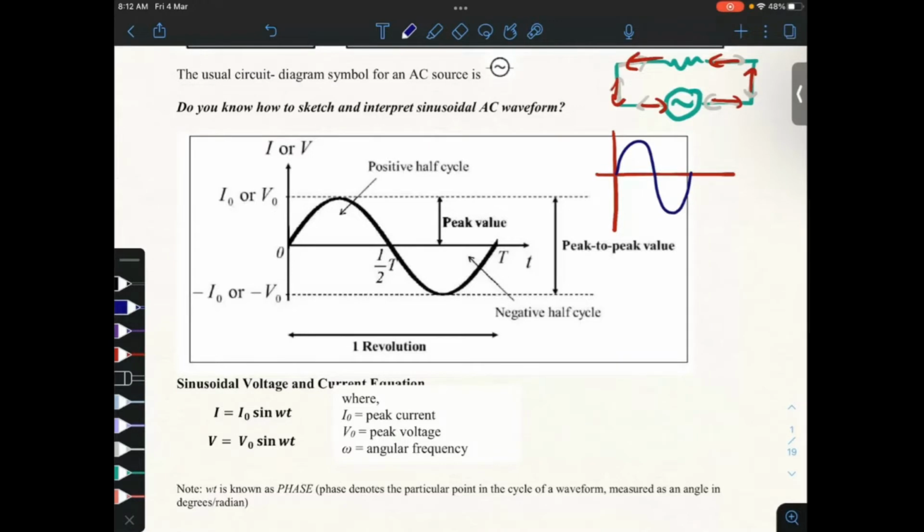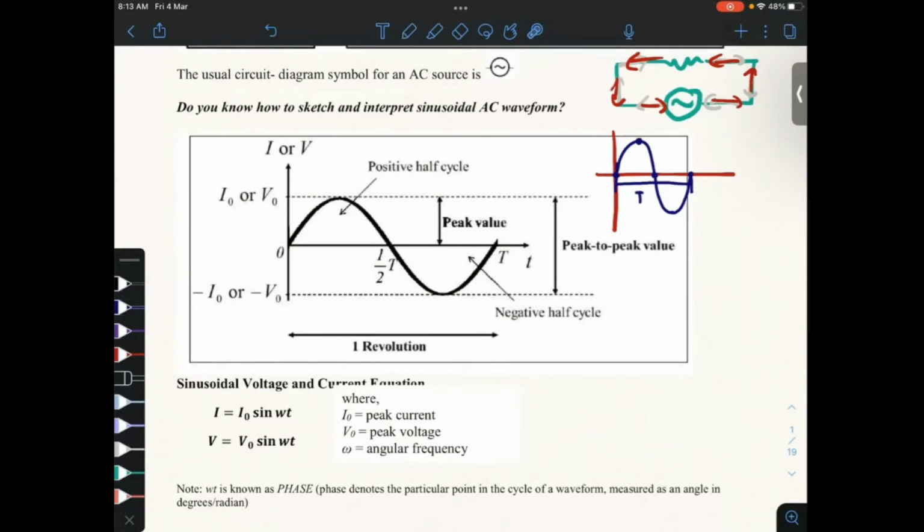Okay, so dia akan start daripada 0. Dia akan pergi ke maximum. Going to come back to 0. And then it's going to move in the opposite direction to reach the maximum in the opposite direction. And then it's going to come back to 0. And you have completed one cycle. Okay, and for this one cycle, daripada sini sampailah ke sini, kita panggil dia period, betul?